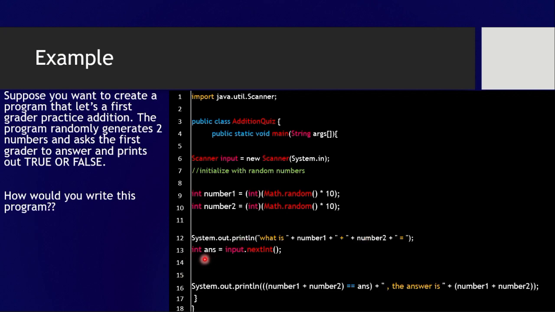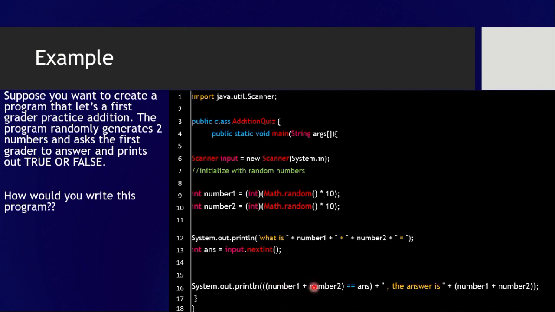Anyway, so I've got int answer equals input.nextInt, and now we see that we have our boolean operator, which is equal to there. So these are the equals operations, and then in the System.out.println, we enclose this entire scenario here. We say number1 plus number2. Notice that this is enclosed within parentheses, meaning this is some sort of method.